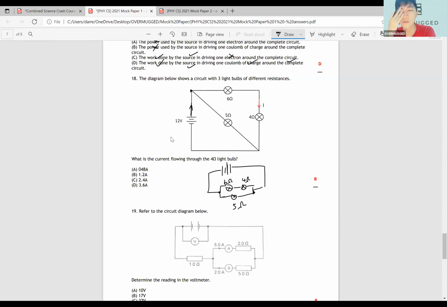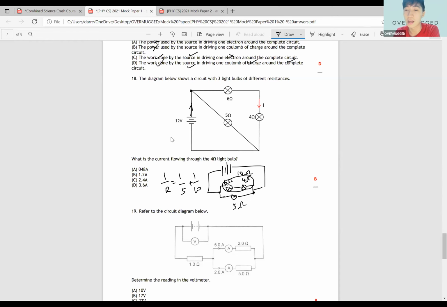So if the circuit ever looks too complicated, you can redraw the circuit in such a way that you understand it. Here, rather than looking at 6 and 4, I can combine both of them to become 10 ohm because they are in series. I know this is a parallel circuit, but at least within this branch, it is series. They are side by side. So in total it is 10 ohm. Then all I need to do is 1 over R equals 1 over 5 plus 1 over 10. Then you solve for R. Once you get R, you are halfway there.